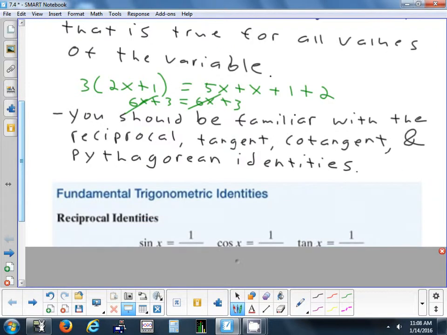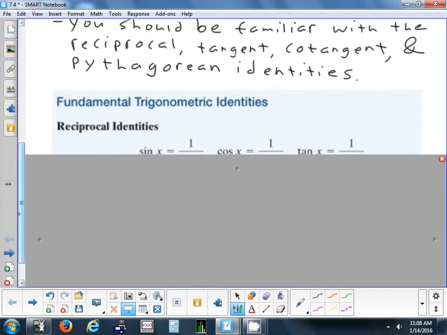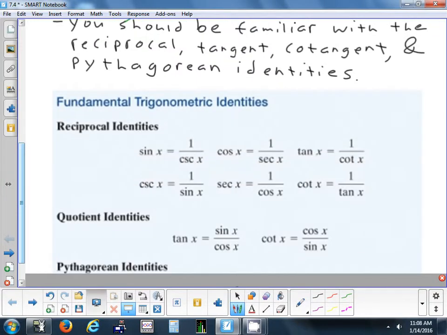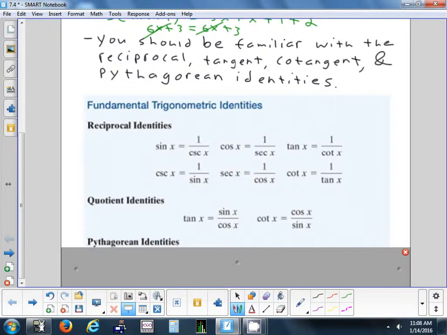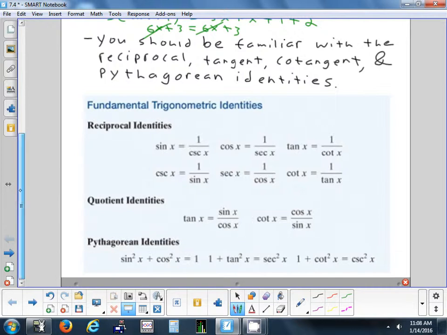All right, so we should already be familiar with the reciprocal identities, the tangent and cotangent, which are sometimes called the quotient identities, and the Pythagorean identities from an earlier section. If you don't remember them, here they are again.